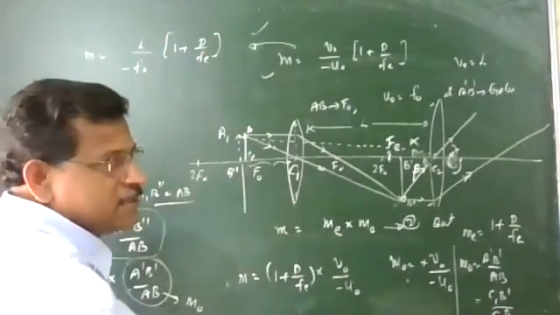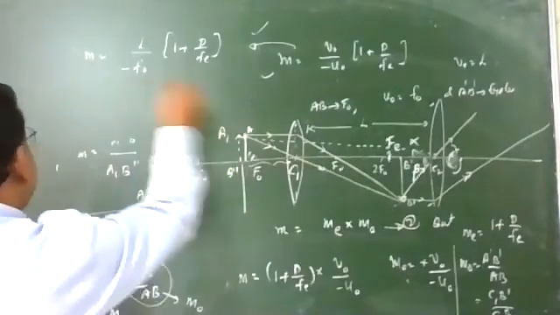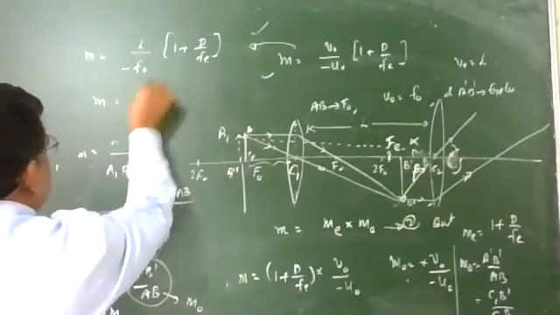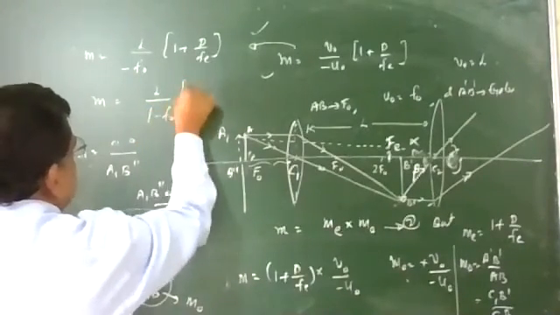The minus sign shows that the final image is inverted with respect to the object. In numerical magnitude it will be M equal to L upon modulus of F naught, into 1 plus D by F e.